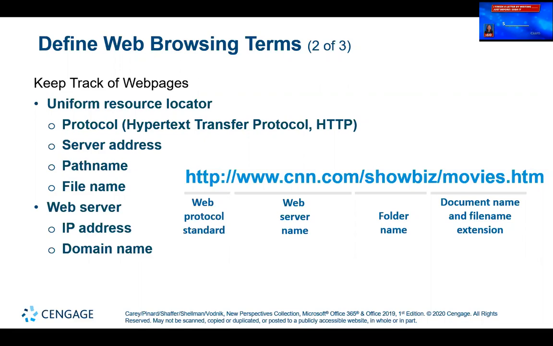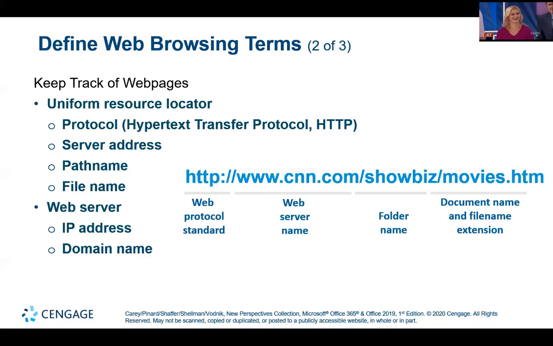The server address is the www.cnn.com, as you can see in the breakdown. That's the actual server. And as far as the path goes, the path is the entire thing, so it would be the showbiz/movies.htm. When it comes to the file name, you have a folder within the server called Showbiz, and within that, you have a file called Movies. That's the full extent of the entire web page that you're going to. That's your file name.